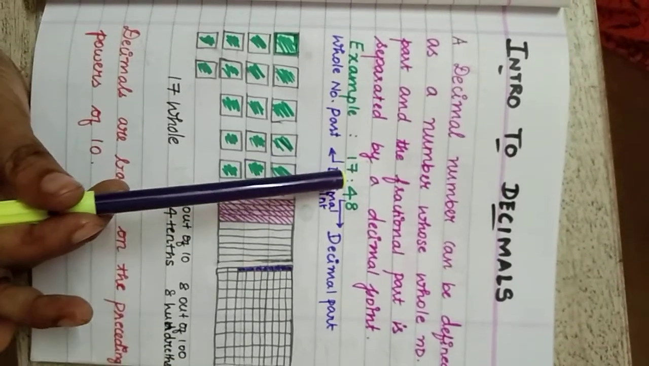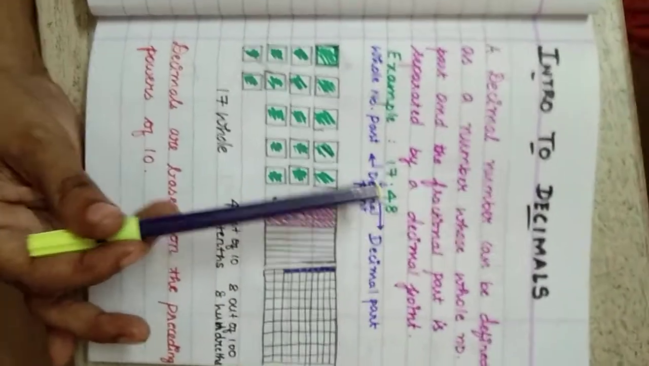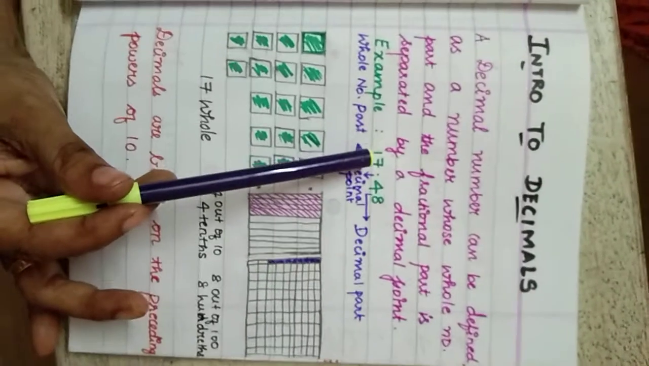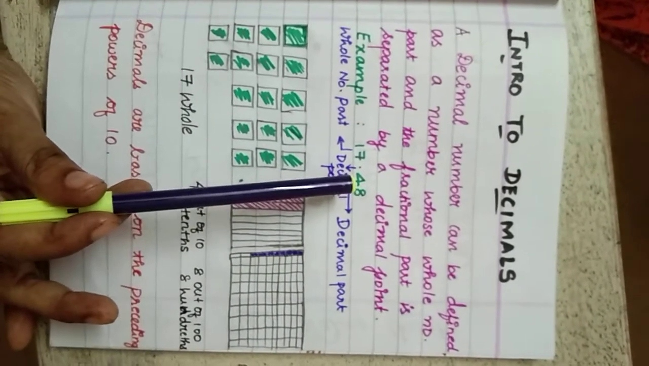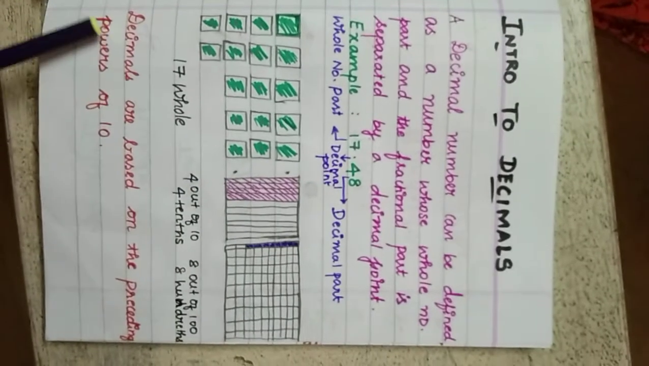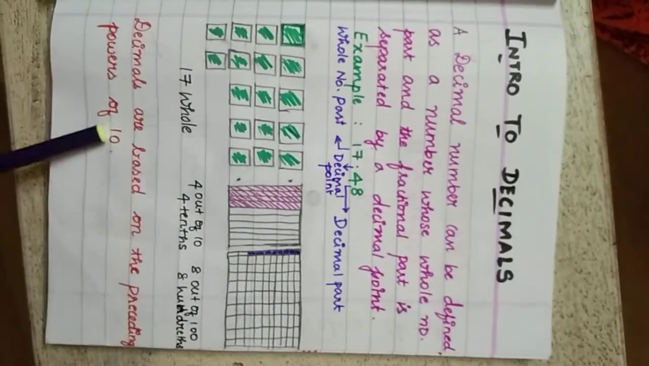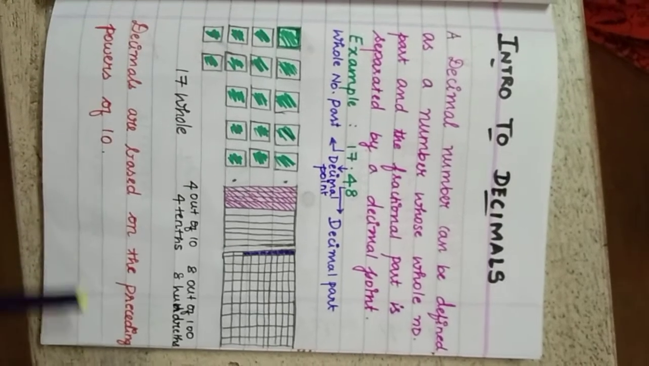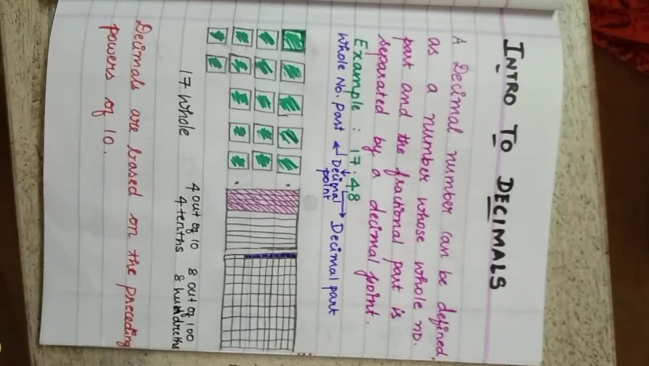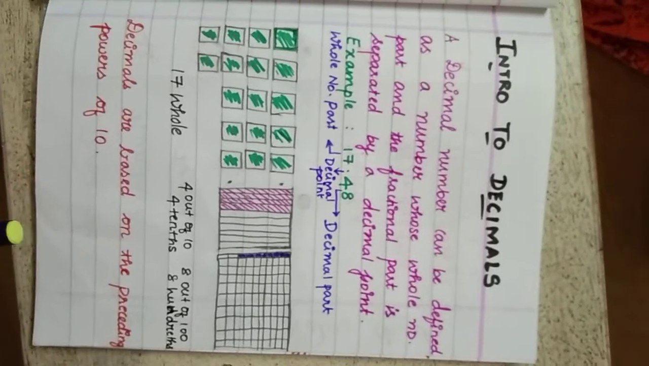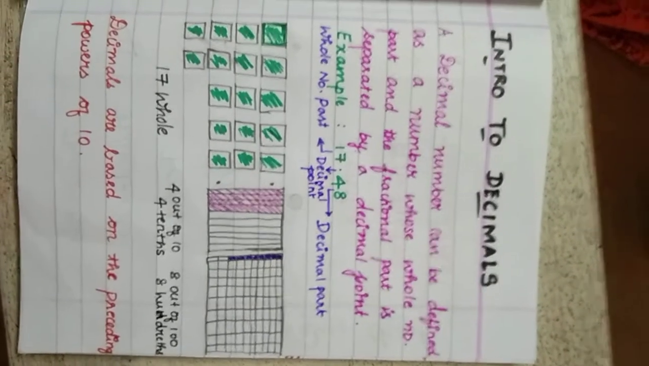The number 17.48 is to be read as seventeen point four eight, and you are not supposed to read it as seventeen point forty-eight. That is a wrong way of reading a decimal number. Decimals are based on the preceding powers of 10. Preceding means before. So preceding powers of 10, and it goes like 10, 100 and 1000. So you are going to read only up to the 1000th place value of a decimal number.